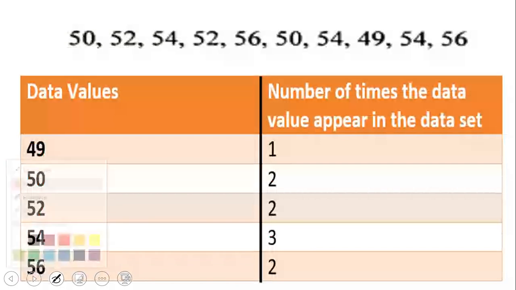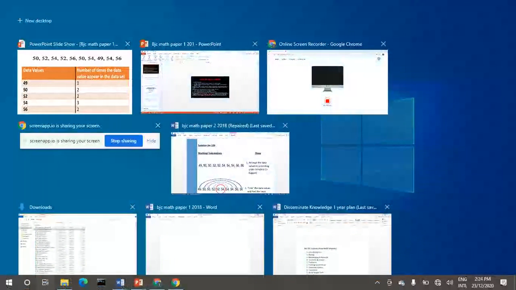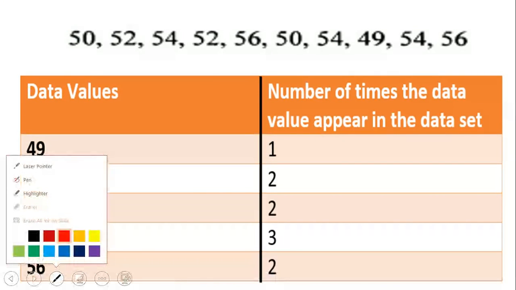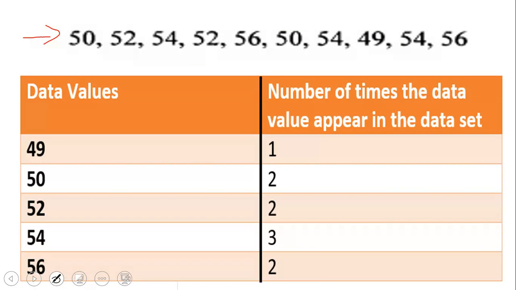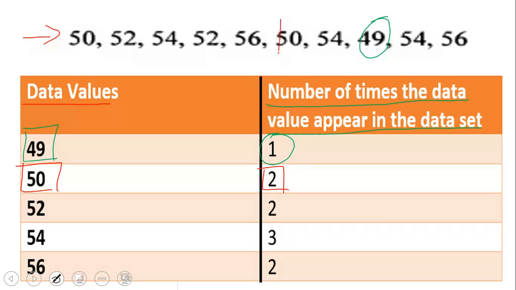Now consider the data set that is given in the question, and consider this table. The table headings are data values and the number of times the data value appeared in the data set. Take a look at 49 and notice that 49 only appears once in the data set, right here. Take a look at 50 and notice that 50 appears twice in the data set, here and here.